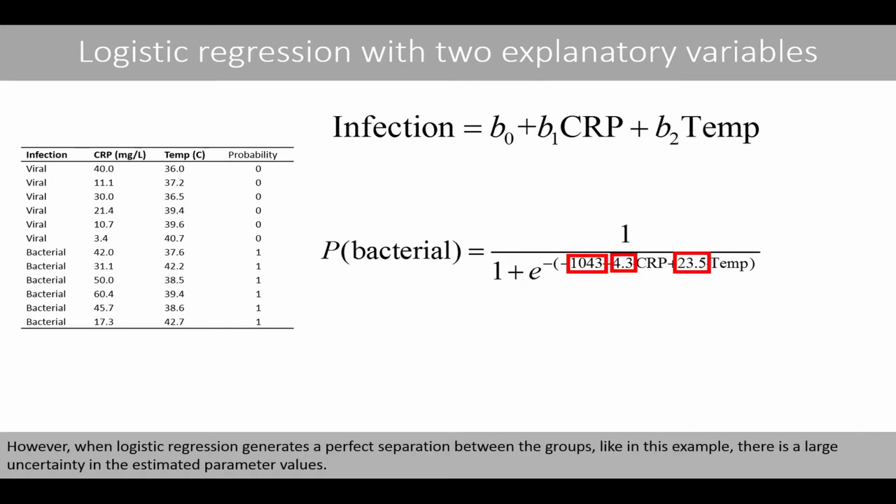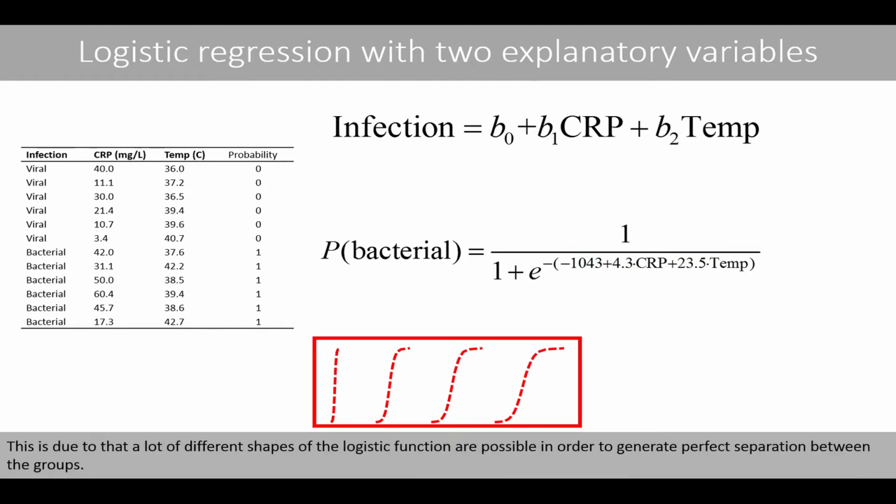However, when logistic regression generates a perfect separation between the groups, like in this example, there is a large uncertainty in the estimated parameter values. This is due to that a lot of different shapes of the logistic function are possible in order to generate perfect separation between the groups. This results in large confidence intervals and high p-values of the estimated parameters, although the model makes a good job as a classifier.